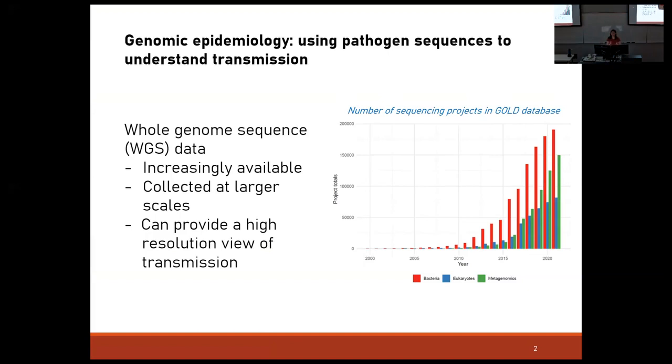Genomic epi has become much more popular in recent years, in part because of the hugely exponentially increasing availability of genomic data. So I've included a plot here just showing the number of sequencing projects in one database, the GOLD database, which is primarily for bacteria. And you can see how things have taken off recently. The case is the same for viral pathogens and other things as well. I think there are now something like over 6 million COVID samples on GISAID. And so we have this massively increasing pool of data to work with.